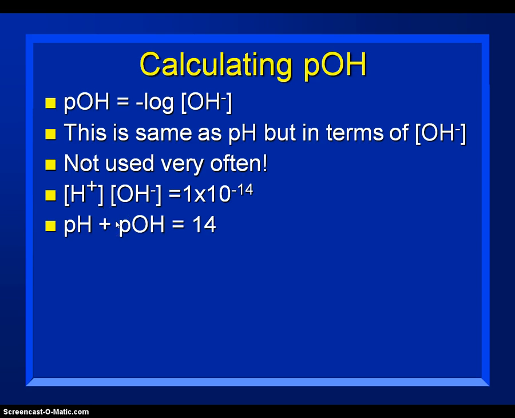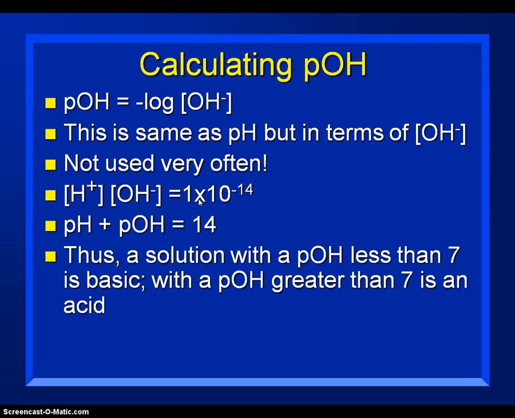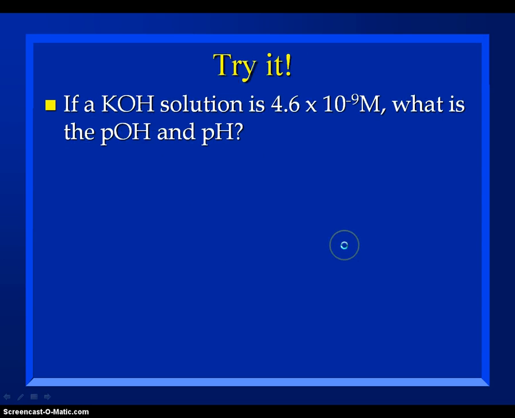Now, what this also means is that if we were to take the pOH of a substance and add the pH of the substance, they would add to 14. Now, because the pOH scale is looking at hydroxide ions, the pOH scale is actually opposite of the pH scale. So acids are greater than 7 on the pOH scale, and bases are lower than 7.